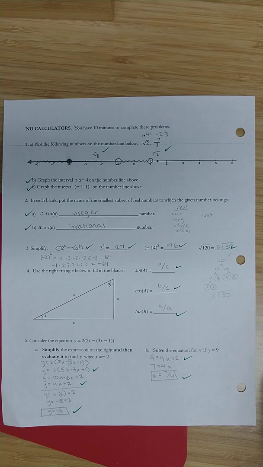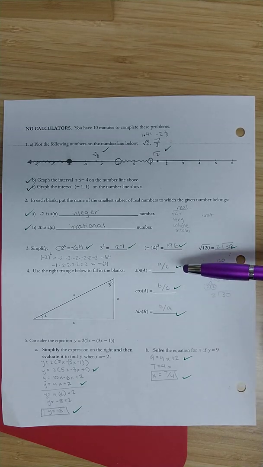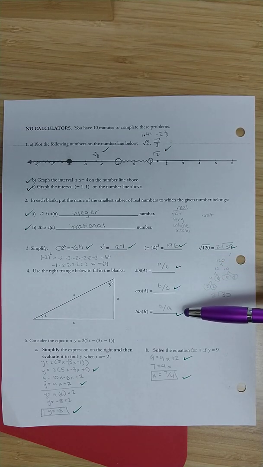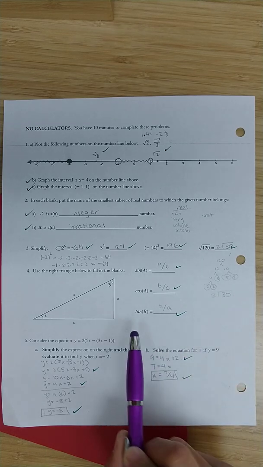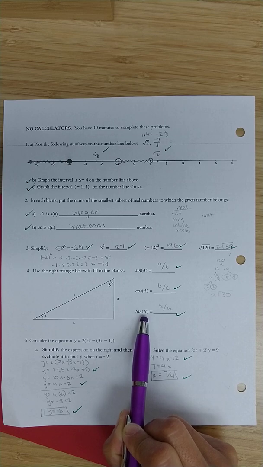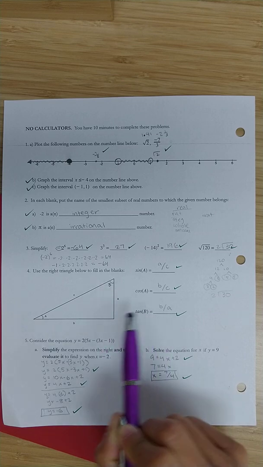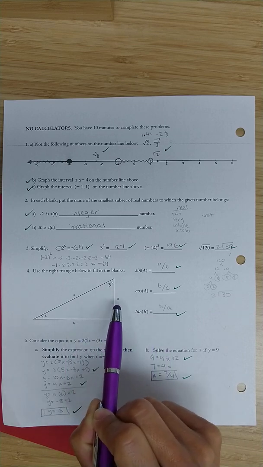Number 4, using the right triangle to fill in the blanks. These were all really good. The most frequently missed question on this one, which only a few of you missed, was to recognize that here we're asking for the tangent of the angle B. And so opposite of B is little b, and adjacent to angle B is A.